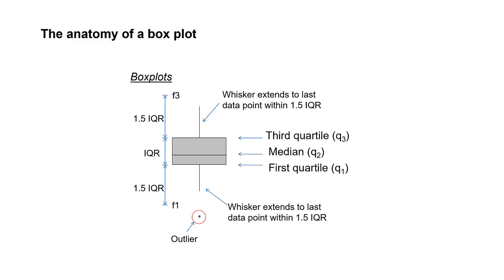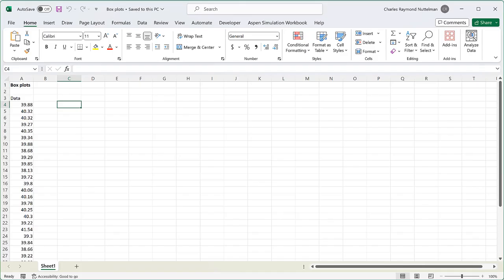Any data points that lie above F3, the upper fence, or below F1, the lower fence, we denote those as outliers, and usually we make an asterisk or some sort of other unique shape. So here in the bottom, this is an outlier in our data. I'm going to show you how to generate these in Excel. In Excel, these are known as box and whisker plots. There's lots of different software tools that will generate these automatically for you, or you can always draw them by hand. I want to show you how to generate these in Excel.